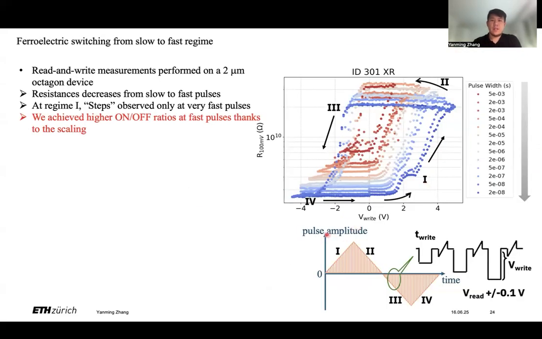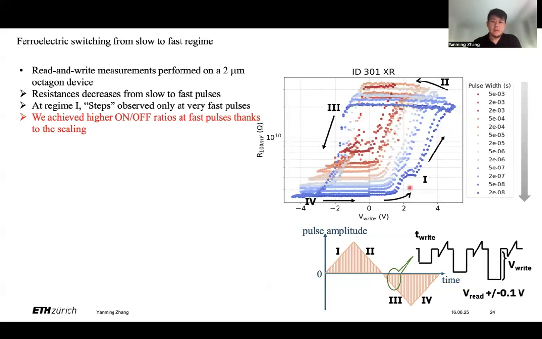Here is one of the main findings we got from this read and write pulse measurement. We can see the hysteresis from this double IV measurement. On the same device, we vary the pulse width from very slow to very fast pulses, and interestingly, there's a shifting of the resistance level. Another open question is, we found a step-like feature, and this jump in resistance is only observable at fast pulses. We have never seen this before.